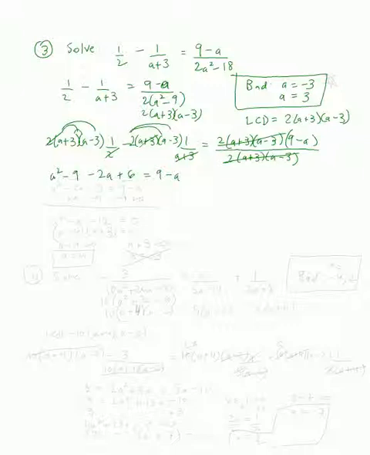So this is a quadratic equation, right? We have an a squared. So we're going to move everything to one side. First, let me combine my like terms. So negative 9 and positive 6 gives me negative 3. Move everything to the left.